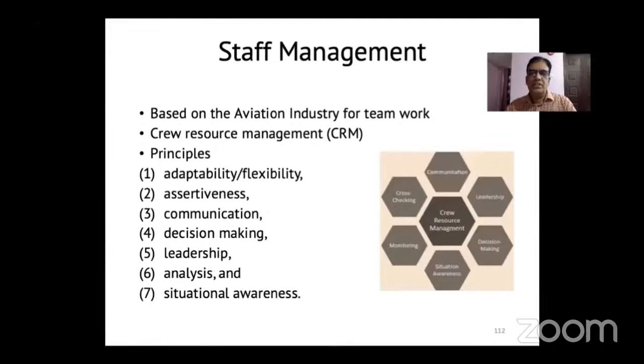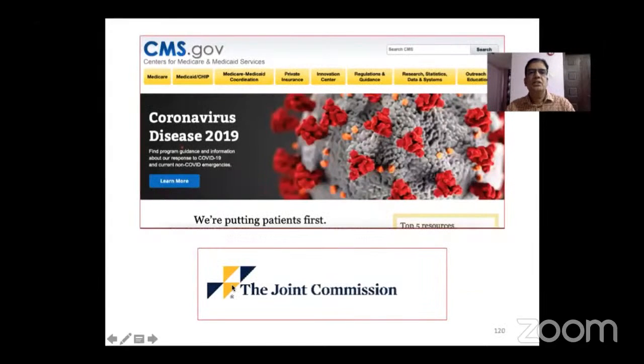And finally, a little bit about the staff management. So we talked about many of the equipments, definitely, but for staff management, one example is a pattern which is followed by the aviation industry called Crew Resource Management, CRM, which is dependent upon about 7 principles. For example, adaptability and flexibility, then assertiveness, then communication, decision making, leadership, analysis, and situational awareness. So these principles have actually been indoctrinated into the Centers for Medicare and Medicaid Services website and system, and the Joint Commission system also.